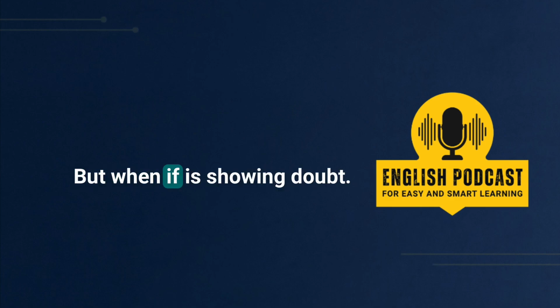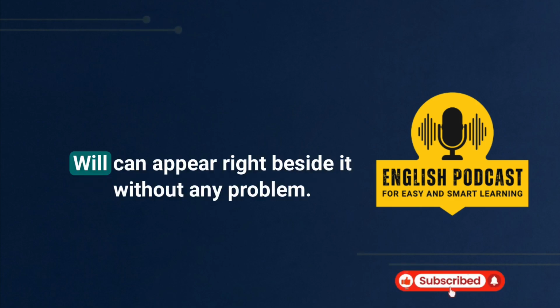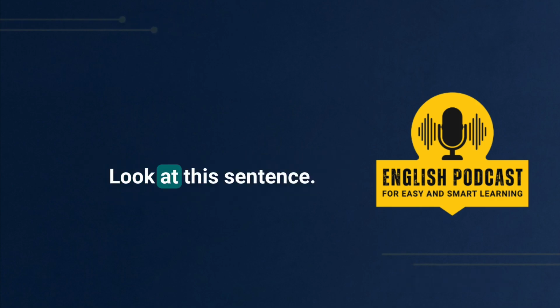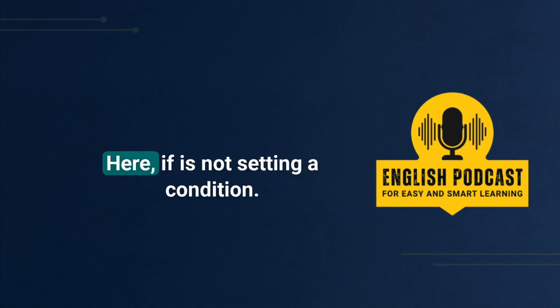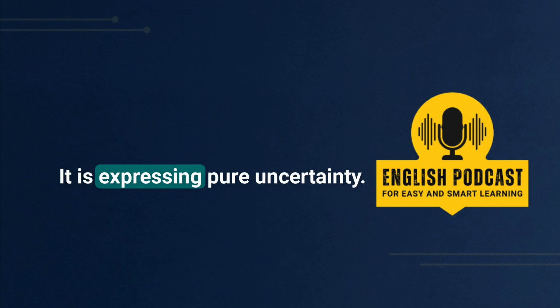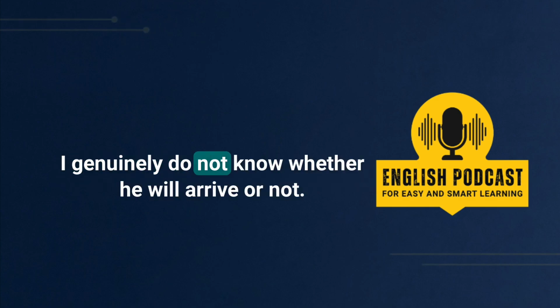But when if is showing doubt, will can appear right beside it without any problem. Look at this sentence. I do not know if he will come. Here, if is not setting a condition. It is expressing pure uncertainty. I genuinely do not know whether he will arrive or not.